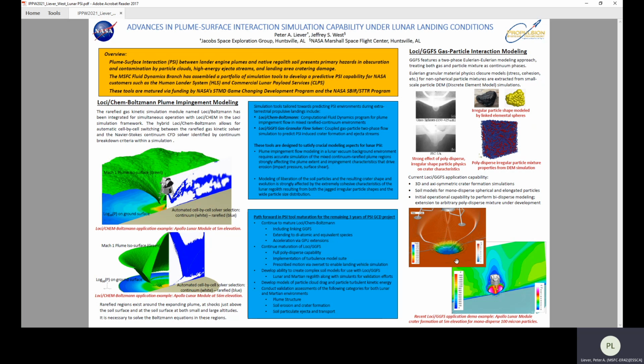As was said, this capability is being extended to irregular particle simulations and polydispersed mixtures. Improvements to both of these tool sets will continue for the next 3 years of funding under this PSI GCD project, and a list of planned improvements is shown in this bottom blue box. As mentioned, this will continue for the next 3 years.